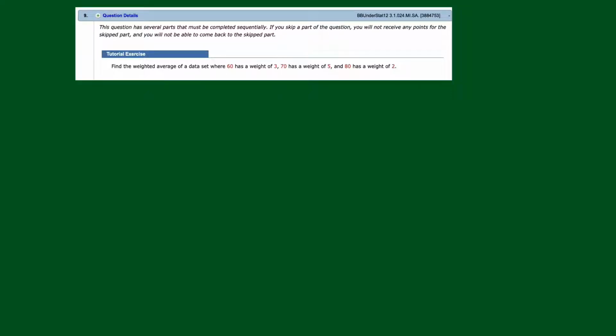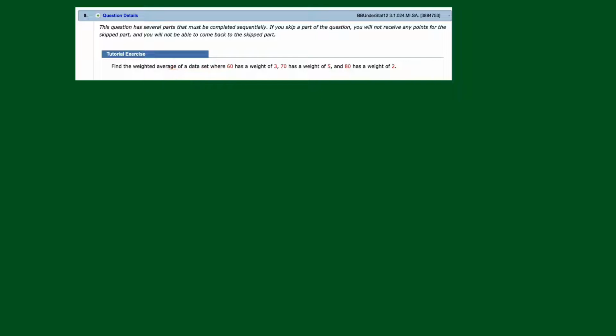Section 3.1, question number 9. Okay, now this says the question has several parts, and I have to complete them sequentially. Well, this one doesn't. Makes me wonder, because there's only one part down here, but I selected a homework problem that has like a tutorial with it. So we don't need to worry about this part.